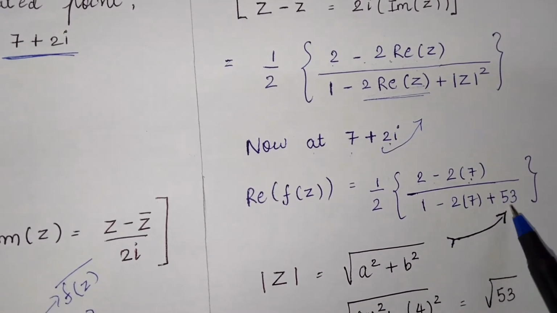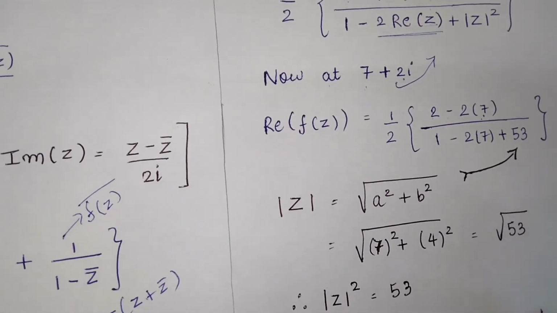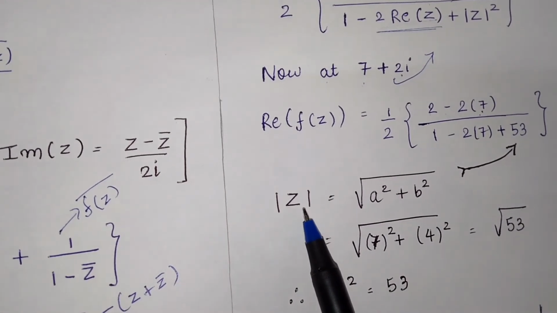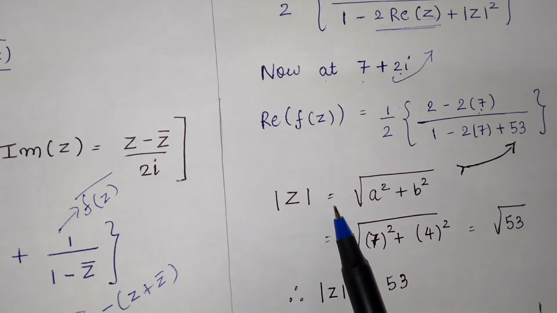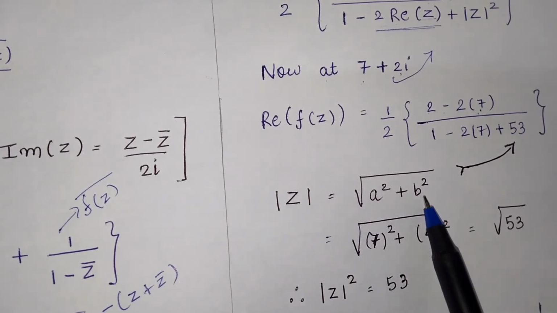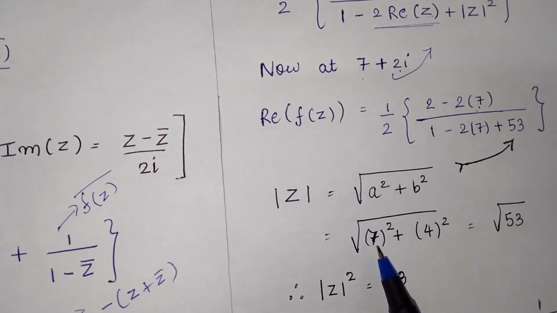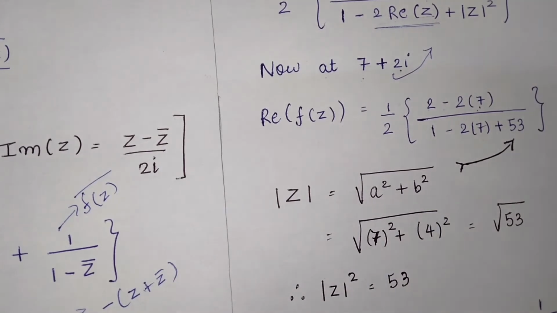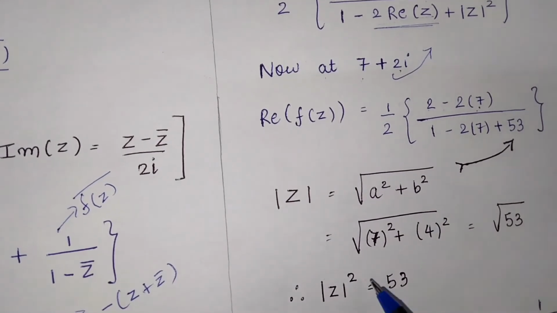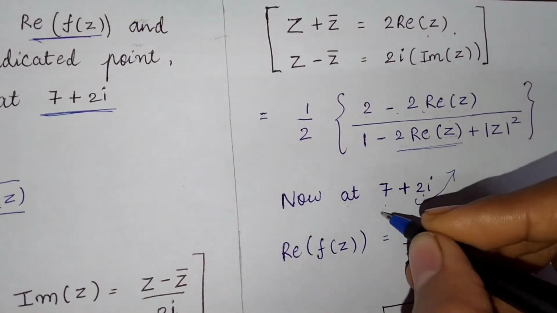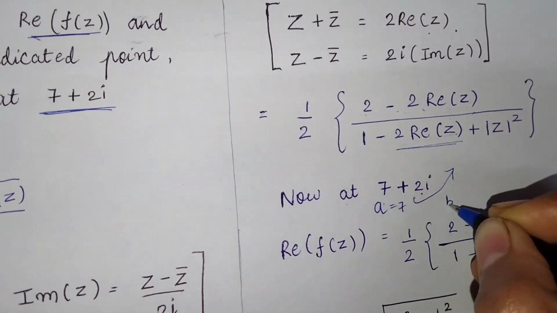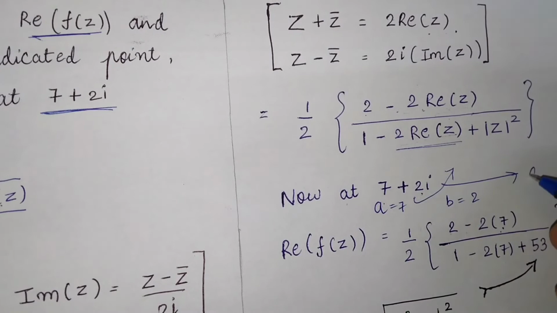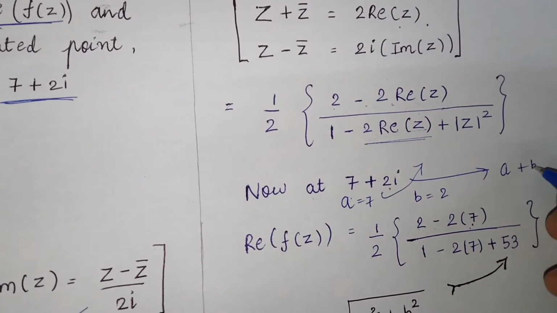But how did we get this 53? That is, we took the mod of z. The formula of mod of z is under root a square plus b square. Here our a is 7 and b is 2, because it is in the form of a plus bi.